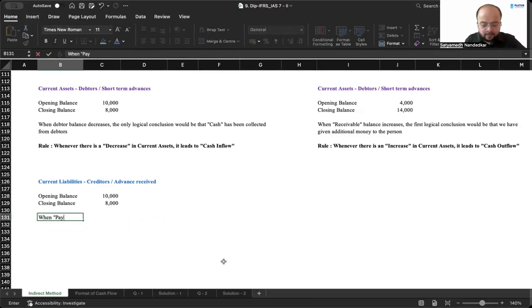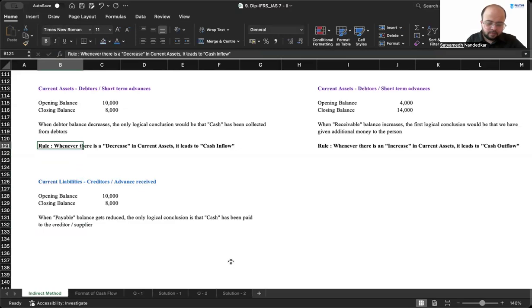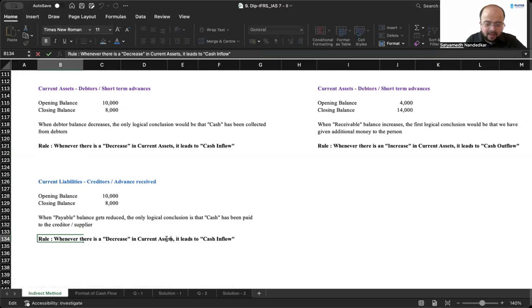So when payable balance gets reduced, the only logical conclusion is that cash has been paid to the creditor or supplier. So what is the rule? The rule is that whenever there is a decrease in current liabilities, it leads to cash outflow.